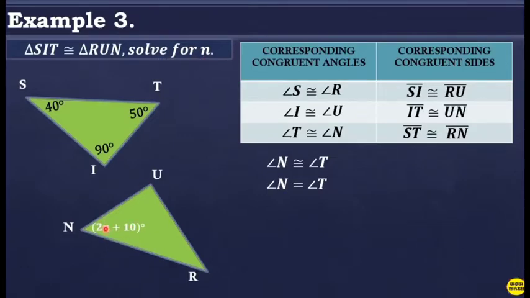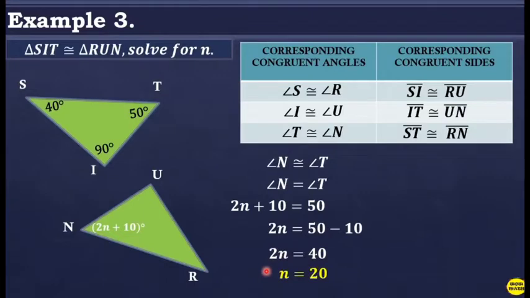Yun ang hahanapin natin. So, kunin natin si angle n, that is 2n plus 10, is equal to angle t, that is 50. So, we will solve for n. So, that is 2n is equal to 50 minus 10. So, that is 2n is equal to 40. Now, divide both sides by 2. So, 40 divide 2, that is n is equal to 20. Okay. So, we now have the value of n which is 20.